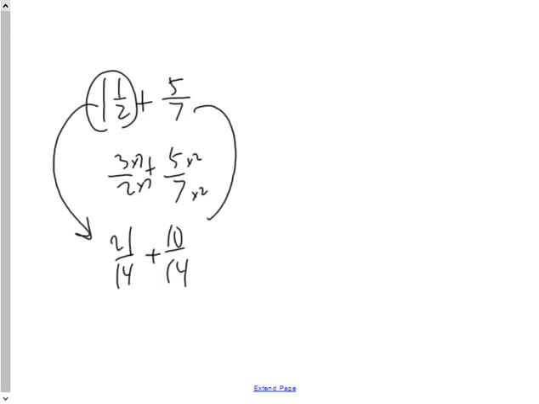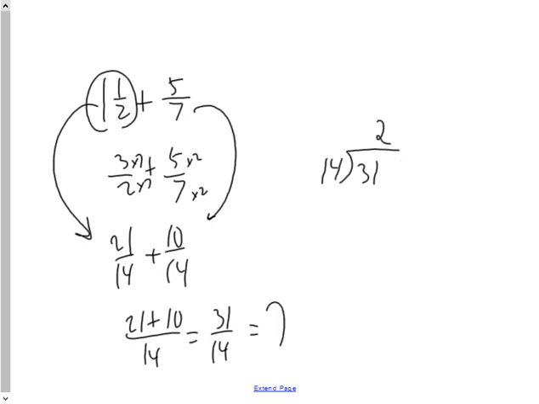10/14 is the same thing as 5/7. Once you have your common denominator, add your numerators and keep your denominator. And you get 31/14. Now, how many 14s in 31? There's 2. That's 28. Remainder 3, which means your answer is 2 and 3/14. 2 and 3/14.